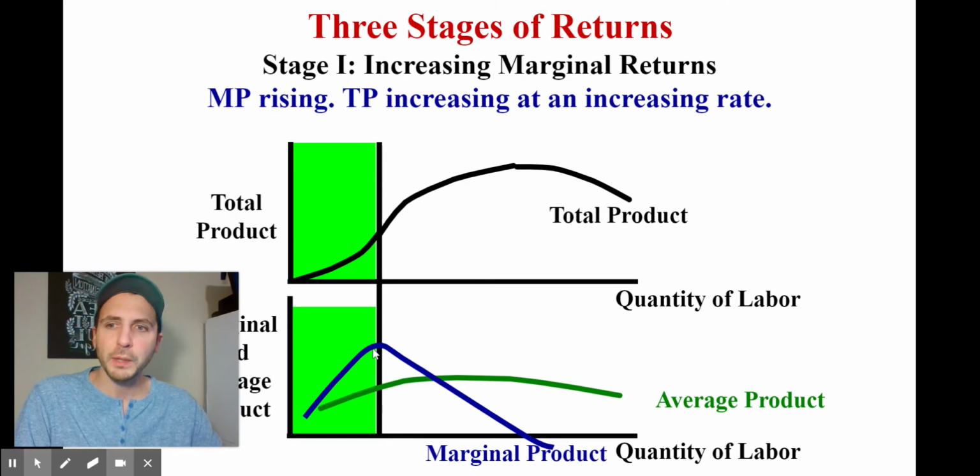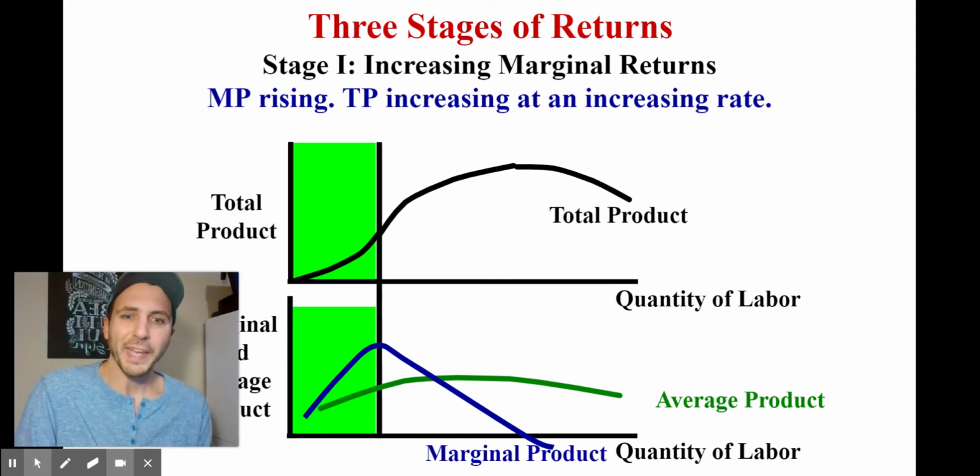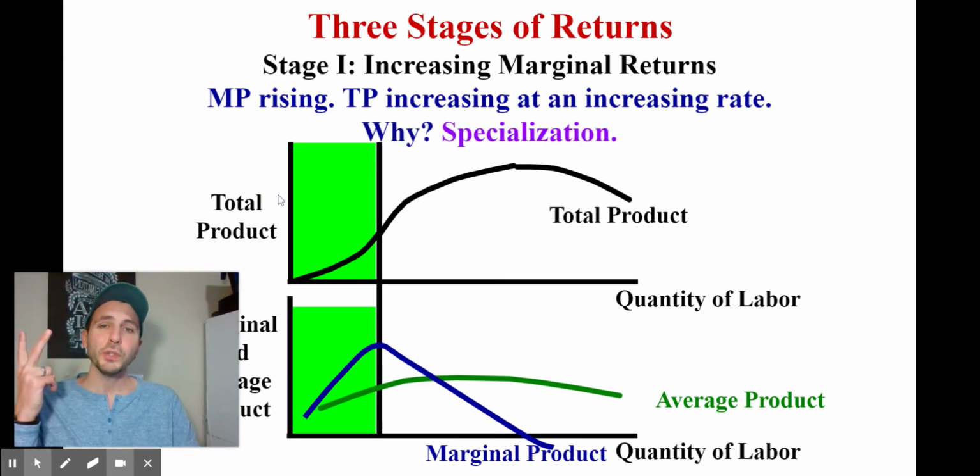It's going up. Meaning when I hired the first worker, he made 10 pizzas. When I hired the second worker, I got 20 additional pizzas, 30 total. I had the third worker, I had 60 additional pizzas. So 90 total or something like that, right? You can see that we have increasing marginal product. And my total product is going up at an increasing rate, which is this convex slope, like you're going up a roller coaster, right?